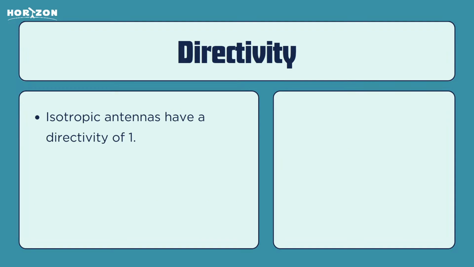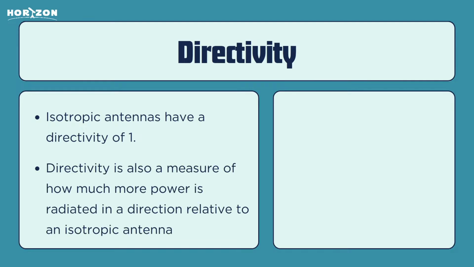Also notice that an isotropic antenna would have a directivity of 1 since it radiates the same power in all directions. The average power is equal to that power itself. So directivity is also a measure of how much more power is radiated in a direction relative to an isotropic antenna.